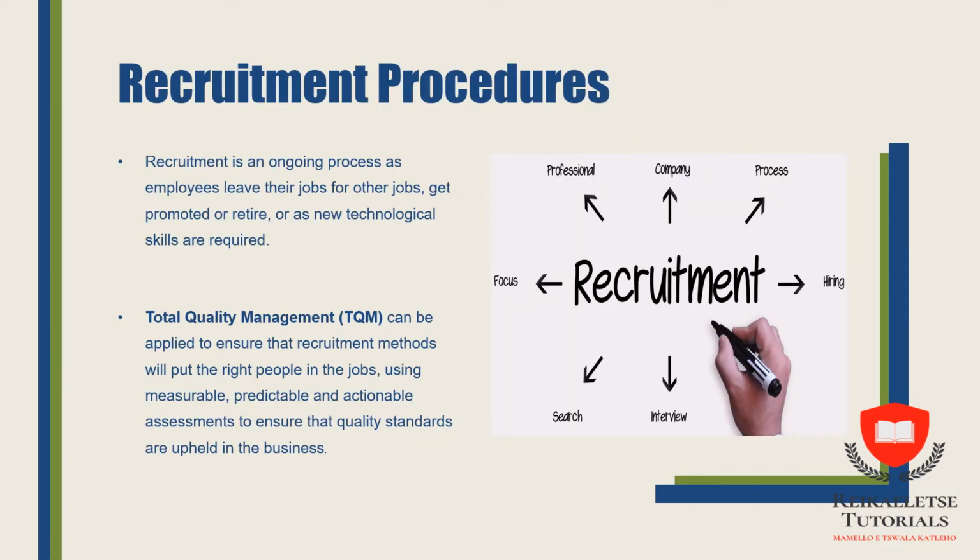So the recruitment procedures. Recruitment is an ongoing process as employees leave their jobs for other jobs, or get promoted, or as they retire, or as new technological skills are required. So every time an employee leaves a job, the HR department would need to recruit a new employee, or every time that we move to another evolution with regards to technology, new skills are required, and that means that HR needs to appoint a new staff member.